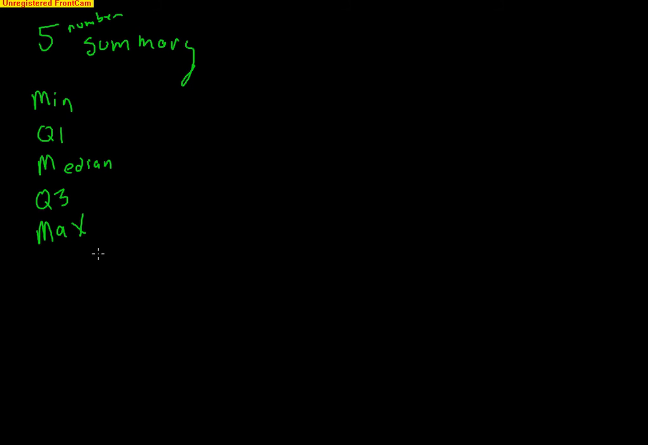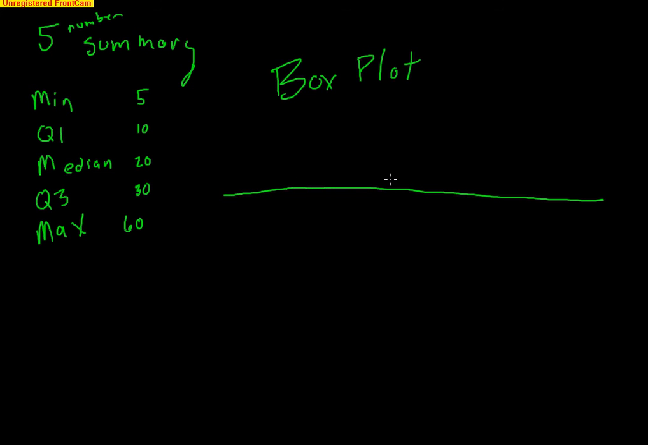Now, why are these important? Because they help us make what's called a box plot. Every one of you should know what a box plot is. When you make a box plot, the first thing you got to do is you got to know these values. This was 5, 60, 20, 10, and 30. This is all from my commuting problem. So you make a line, you make a number line, and it wasn't a very good one.